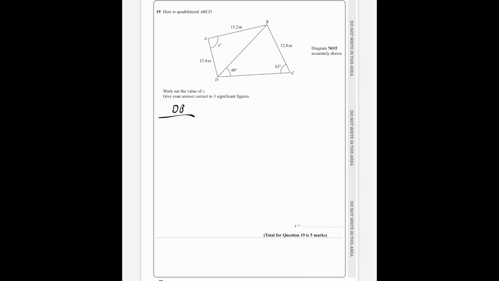Question number 19. The first thing we're going to do is calculate the length DB by using the sine rule on the triangle on the right, the triangle DBC. And so dB over sine 62 is equal to 12.8 over sine 40. Multiply both sides by sine 62, and it gives us something we can plug into our calculator to work out dB. In this case, it's 17.58 something.